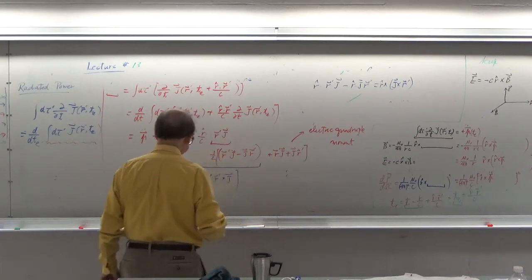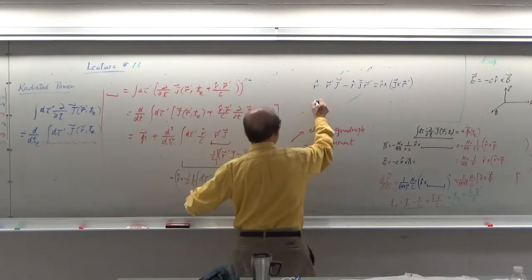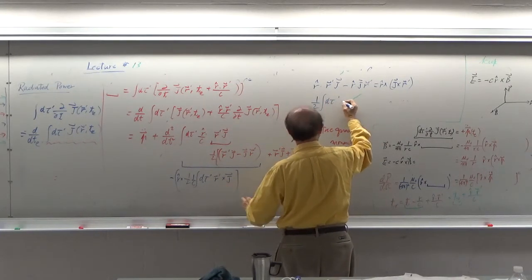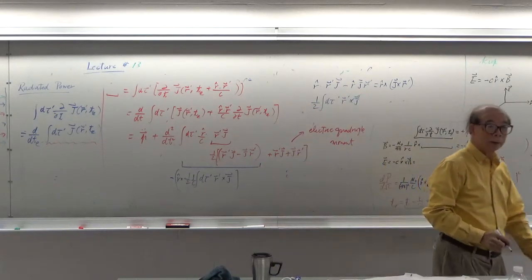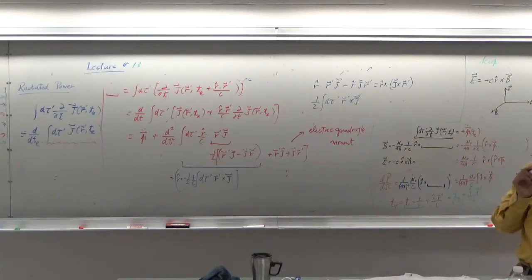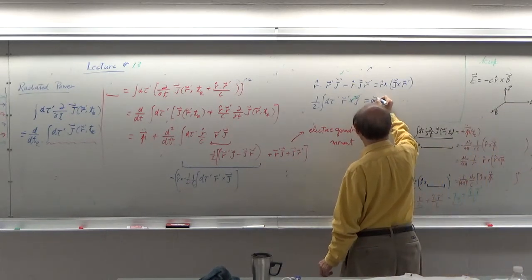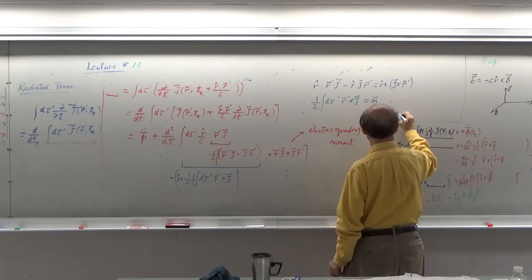I think I got it. Now, what is 1/2 integral of r prime cross J? This is the magnetic dipole moment of the system, M, the magnetic dipole moment.